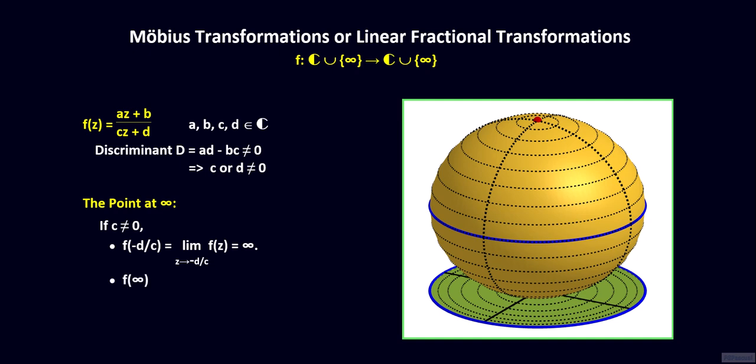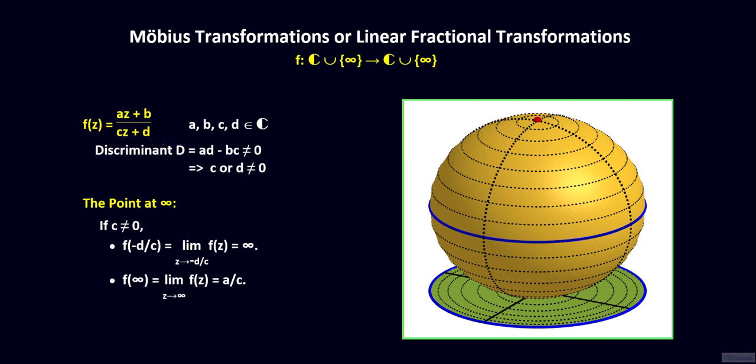We define f of infinity as the limit of f of z as z tends to infinity. Dividing every term in f of z by z, b over z tends to 0 as z tends to infinity, and so does d over z. And so f of infinity is a over c.